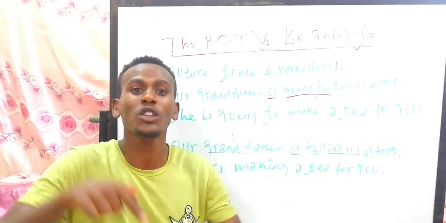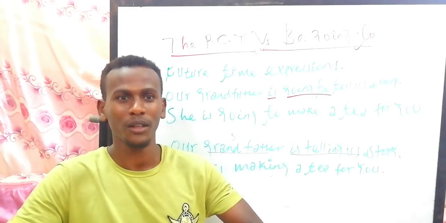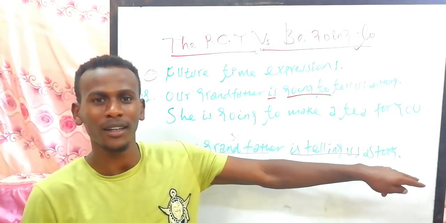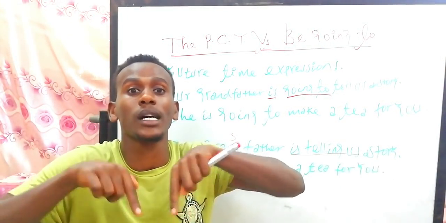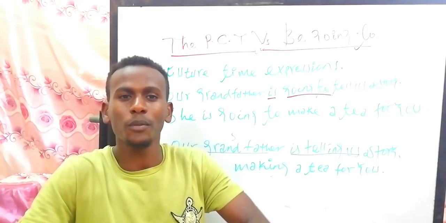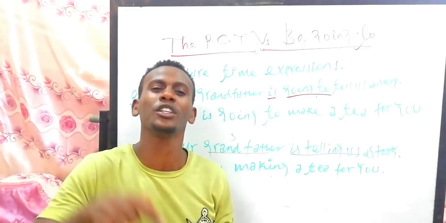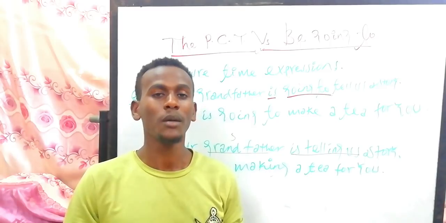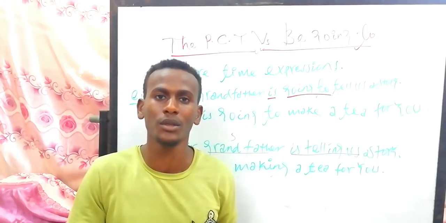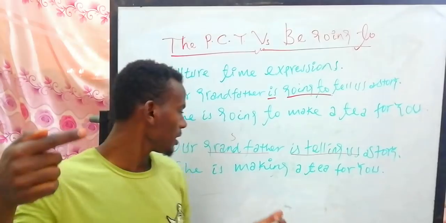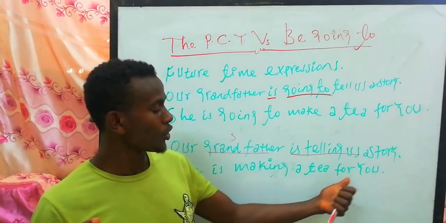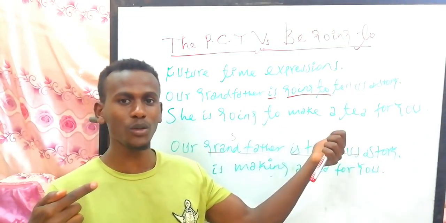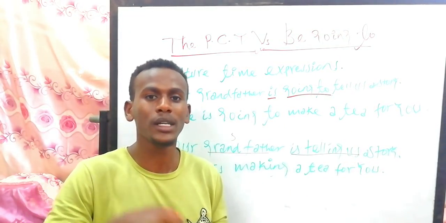Present time uses the present continuous tense. The present continuous tense can also be used with a future time expression. Be going to is used with a future time expression for the near future. She is making a tea for you. She is going to make a tea for you.